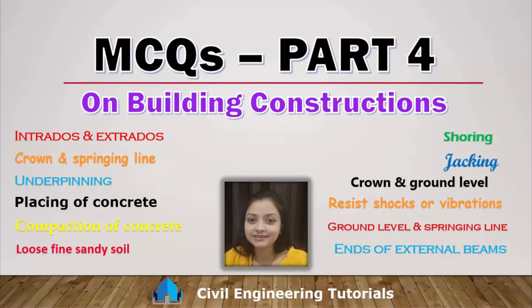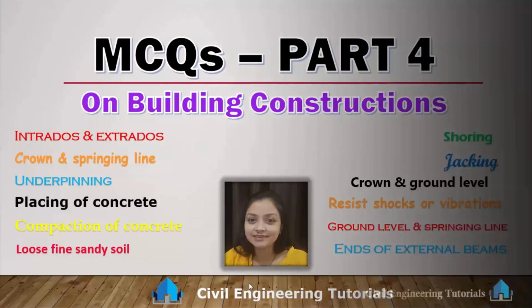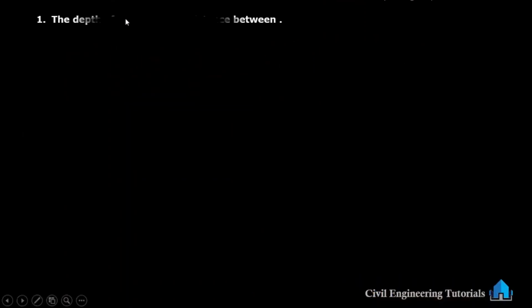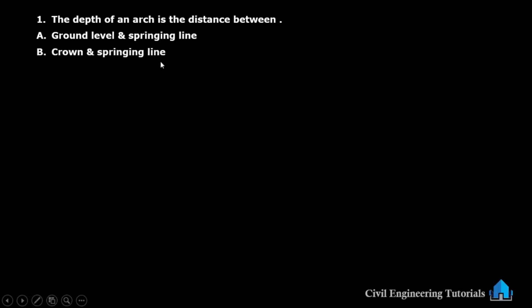So this is my 4th Q&A video. So our first question is, the depth of an arch is the distance between, we have 4 options. Option A, ground level and springing line. Option B, crown and springing line. Option C, crown and ground level. Option D, intrados and extrados. So the answer is option D, intrados and extrados.